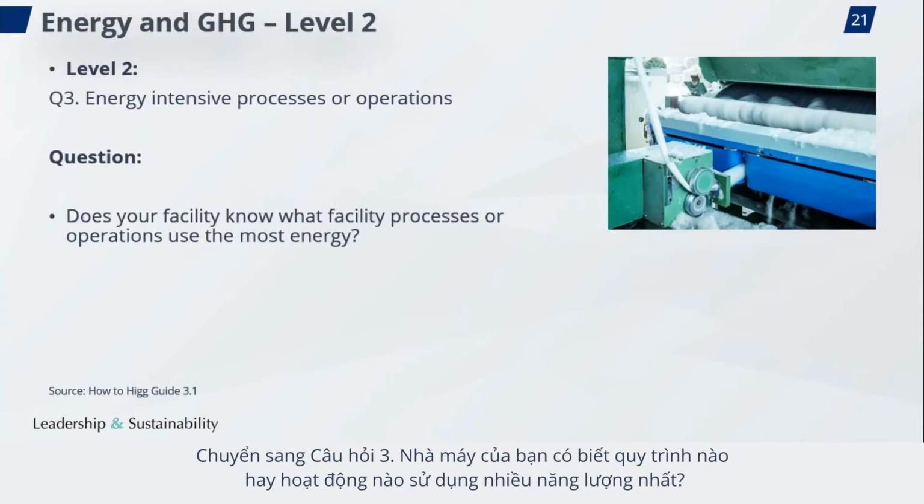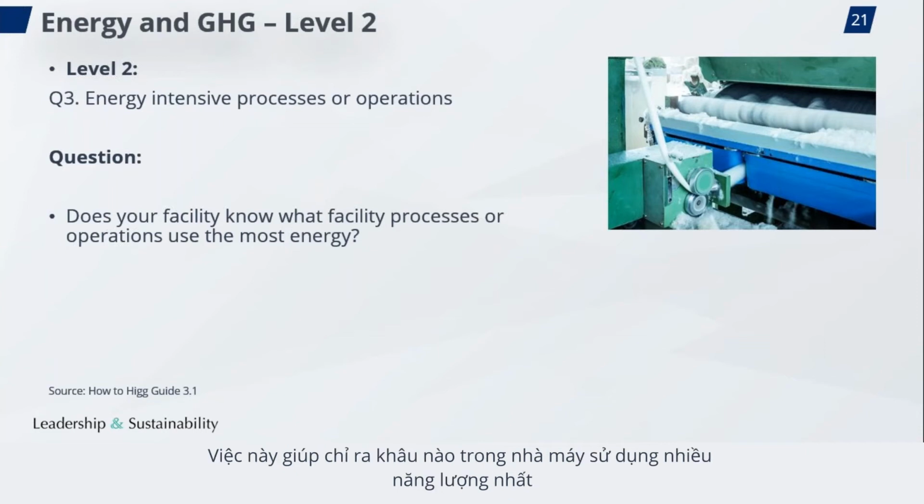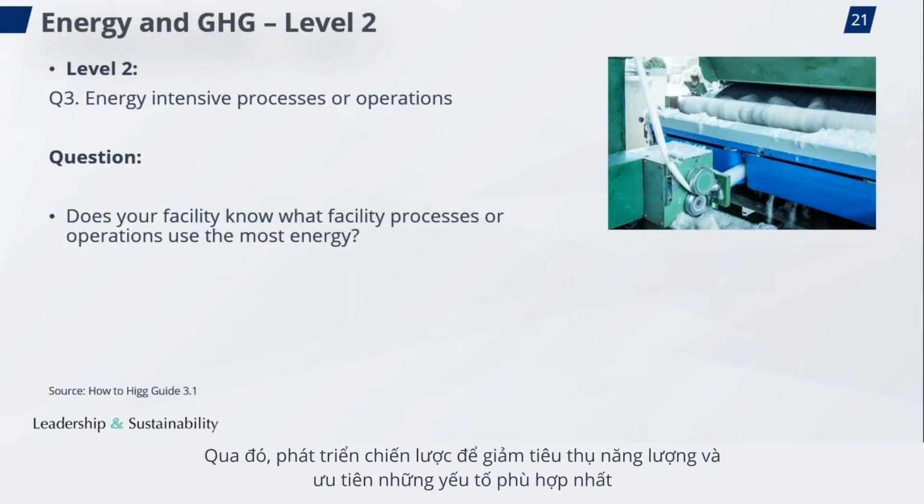And this question is about, does your facility know what facility processes or operations use the most energy? The intent here is, to begin with, a facility must be able to evaluate its energy uses by completing an entire facility analysis. It discovers where in your facility you use the most energy. With this disclosure, strategies can be developed to reduce the energy usage and also prioritize the most relevant factors.